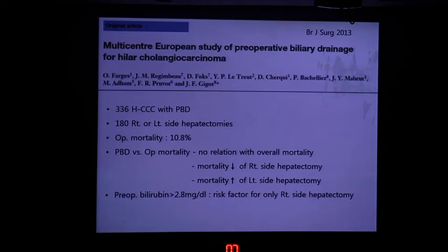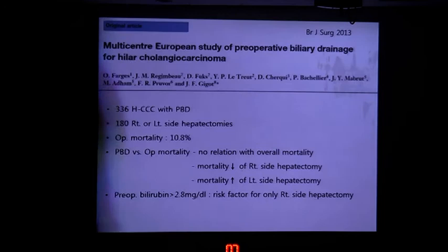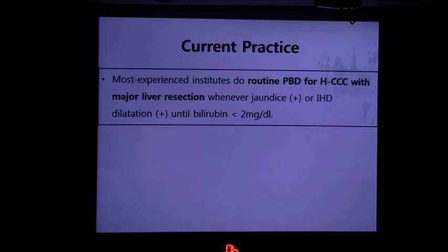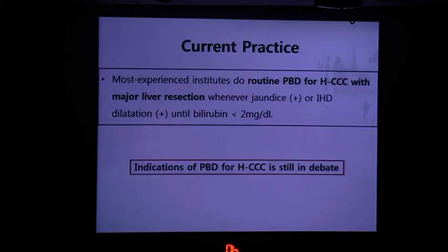For left side hepatectomy, infectious complication related mortality was high. And also, bilirubin around 3 milligrams is a risk factor only for the right side. That means we should think about right side and left side hepatectomy differently. I think it is a very important message, and I agree with this. So, still in debate.